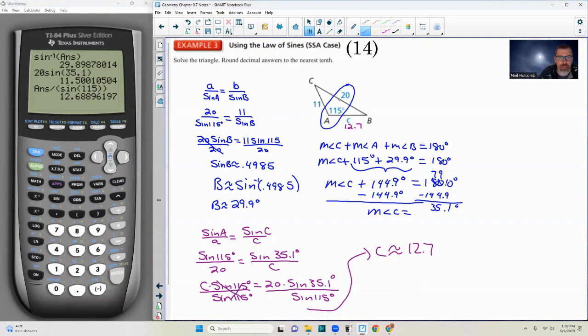A was 20. B was 11. Now C is 12.7. The measure of angle C is 35.1, and the measure of angle B is 29.9. So just knowing one angle and two sides, I found the other two angles and the other side. Okay, so now try example or exercise 14.